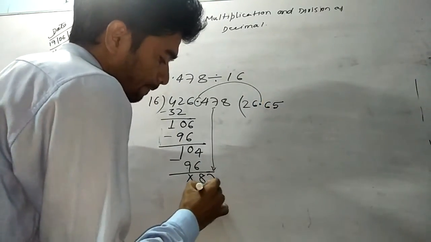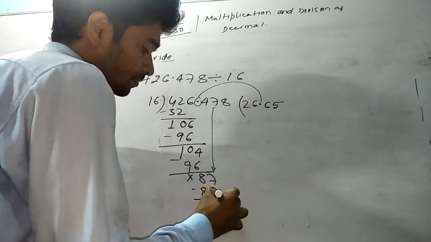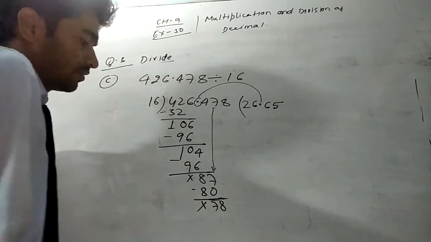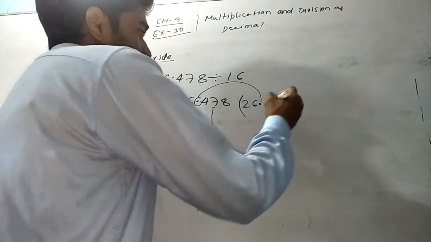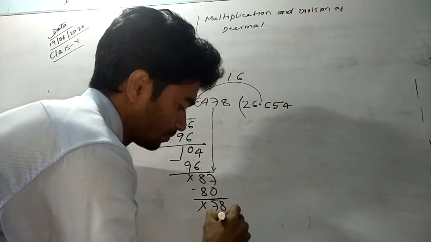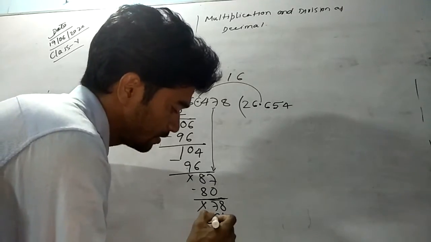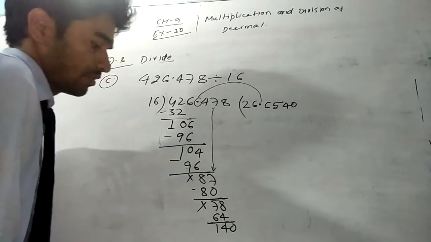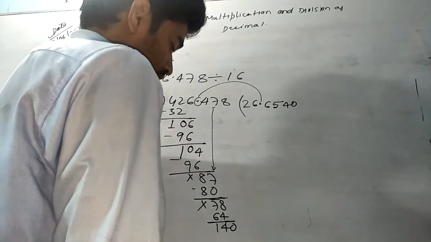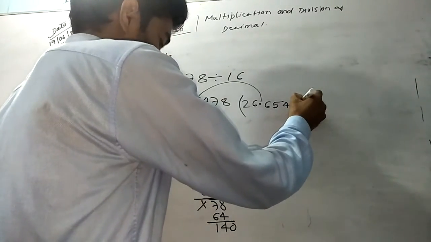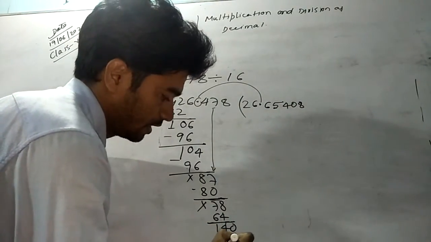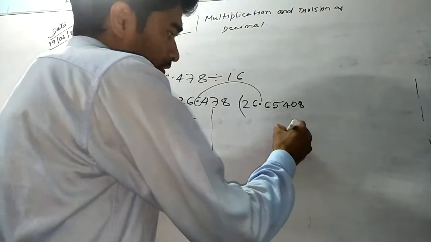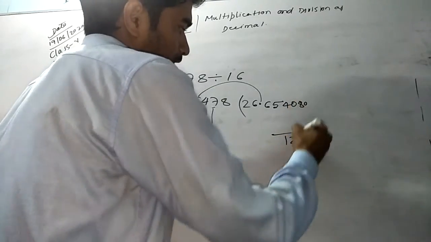16 fives are 80, this is 7, so cancel. Again put here 8. 16 fours are 64, this is 4, and this is 1, have 0, and this is 0. 16 eights are 128, and this is 2, this is 1, and this is cancelled, and again put here 0, this is 0.